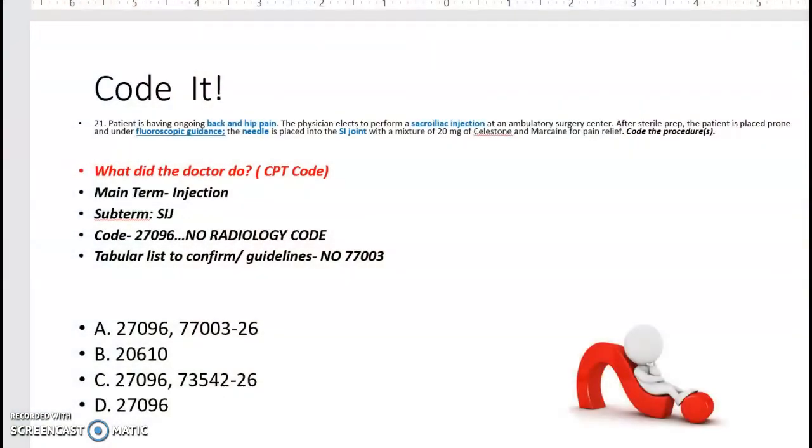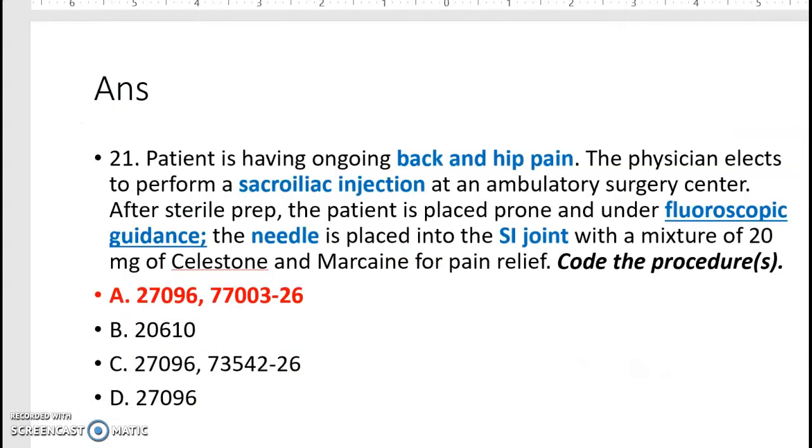Okay, so let's get back to our question. We have a choice now, right? The answer is A, 27096-770326, which is the modifier.